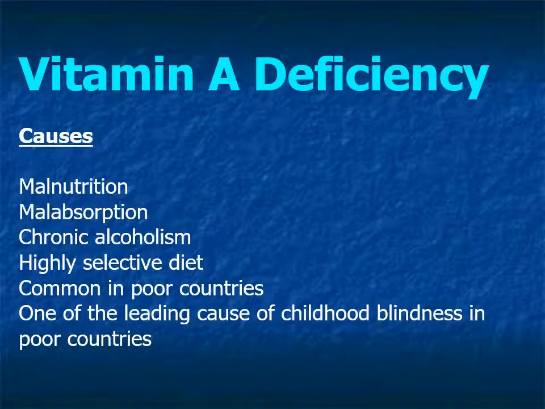So this was all about the contact lenses, their uses and complications. Now we will discuss vitamin A deficiency. The causes of vitamin A deficiency may be malnutrition, malabsorption, chronic alcoholism, highly selective diet having less vitamin A. So this vitamin A deficiency is common in poor countries where balanced diet is not available to the children, and it is one of the leading causes of childhood blindness in poor countries.